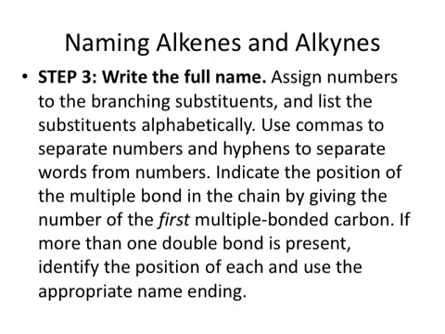So then, after you've figured out either your longest chain or you've counted the carbons in your ring, you've assigned numbers, you figure out what substituents you have left over, you list them alphabetically. Again, commas to separate numbers, hyphens or dashes to separate letters from numbers. And you will use a number to indicate the position of the double or triple bond in the chain.